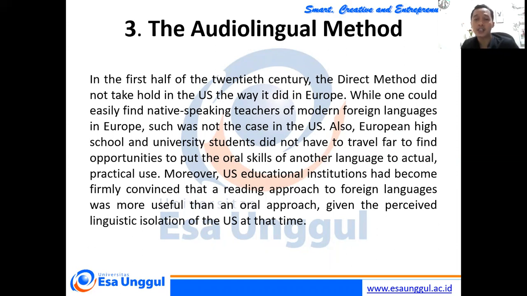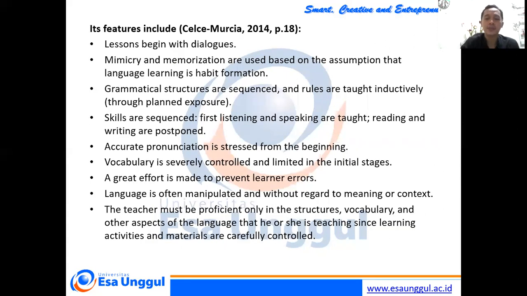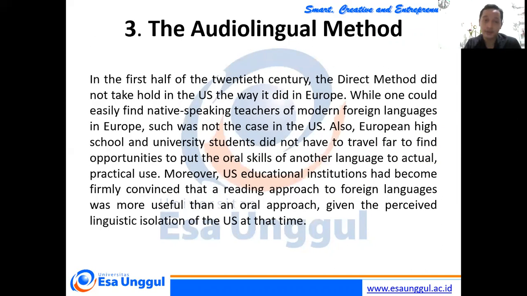So what happened is that some European high school and university students did not have to travel far to find opportunities to put the oral skills of another language to practical use. And with the direct method, especially in the UK, British people would find it very easy to find native teachers. But for people who live far from where the native teachers live, it would be difficult.